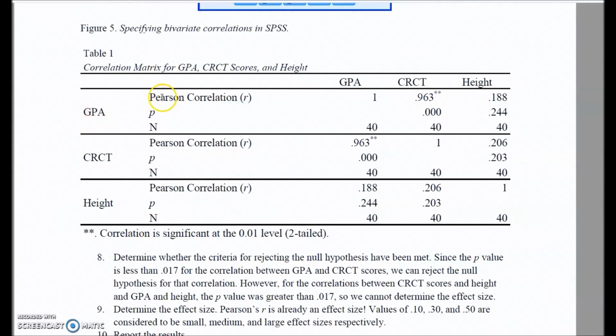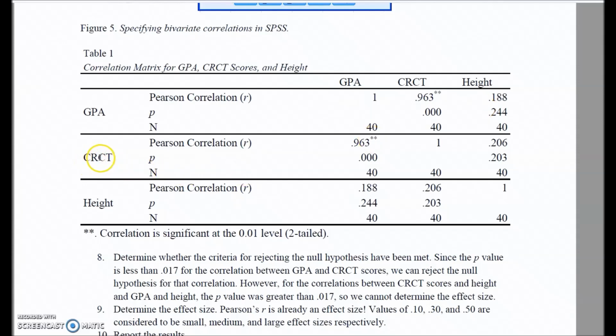So for GPA, Pearson's correlation R with CRT is 0.963. That is very close to 1, which shows a very strong correlation with that one. And then if I look at GPA with CRT, but GPA with GPA will obviously be 1 because you're correlating the GPA with itself. But when you look at this with the height, that is 0.188. So that's like 0.19, which is very low.